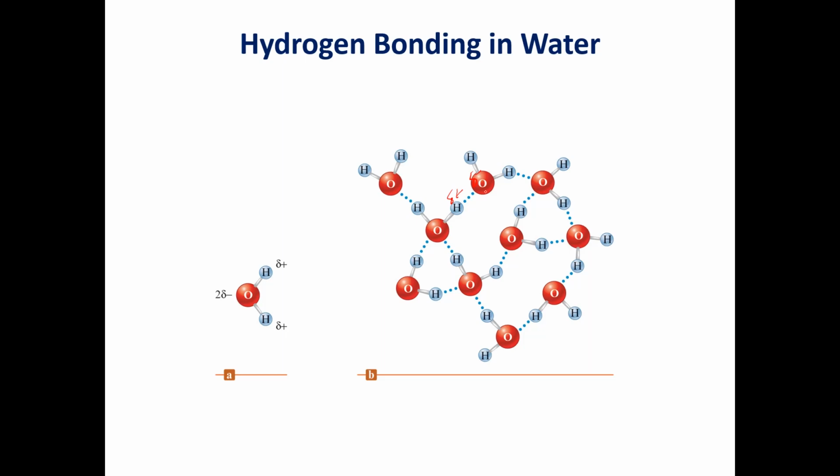This hydrogen bonding in water is actually responsible for a lot of the properties of water. It's why water has such a high surface tension. It's why solid ice is actually less dense than liquid water, because when water freezes, it orients itself so that the hydrogens and oxygens line up and form hydrogen bonds.